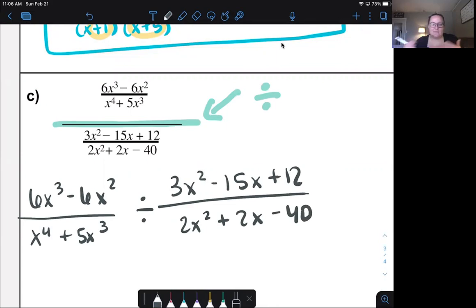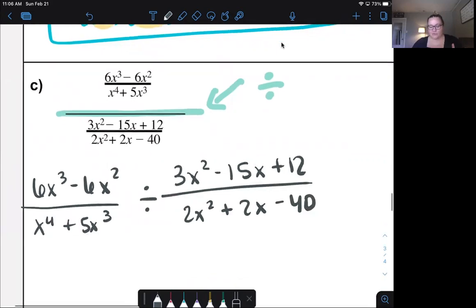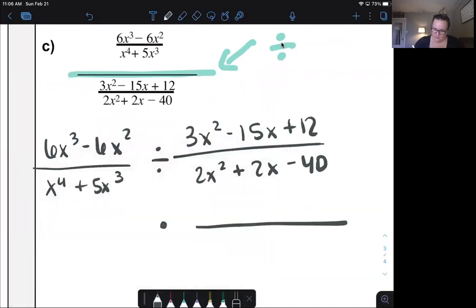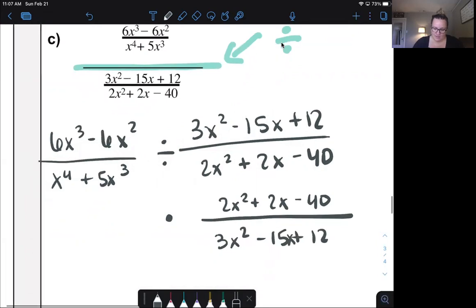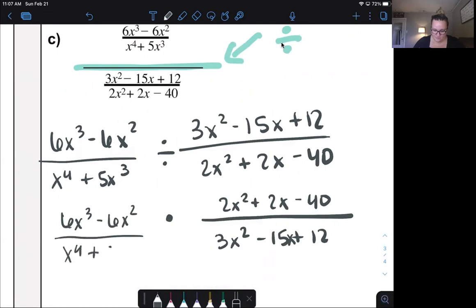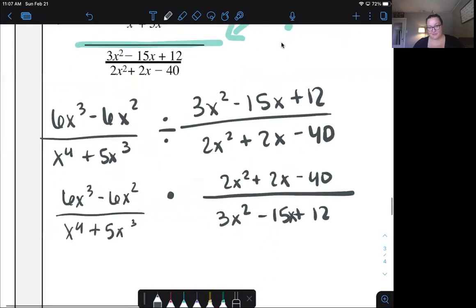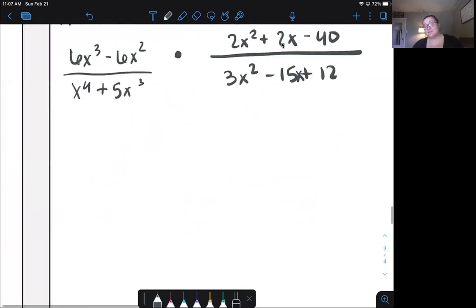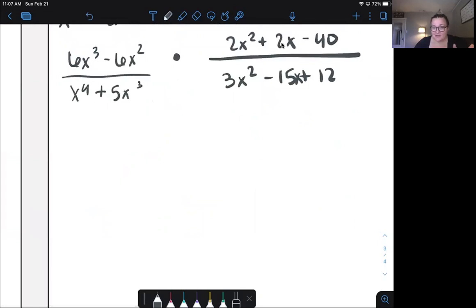Well, hey, now we know how to deal with this. This is just like part A and B. So I'm going to change it to multiplication and flip the second fraction. And I'm going to leave the first one alone. All right, let's factor and then simplify. So 6x cubed minus 6x squared. If you want to finish this problem on your own, press pause and then press play and check your work. If you want to solve it with me, then let the video roll.